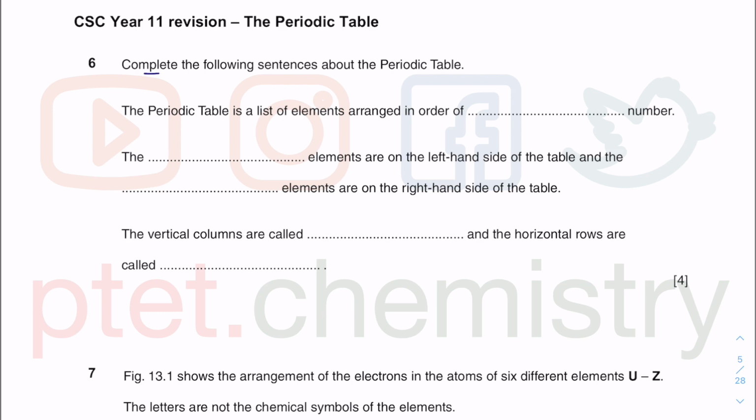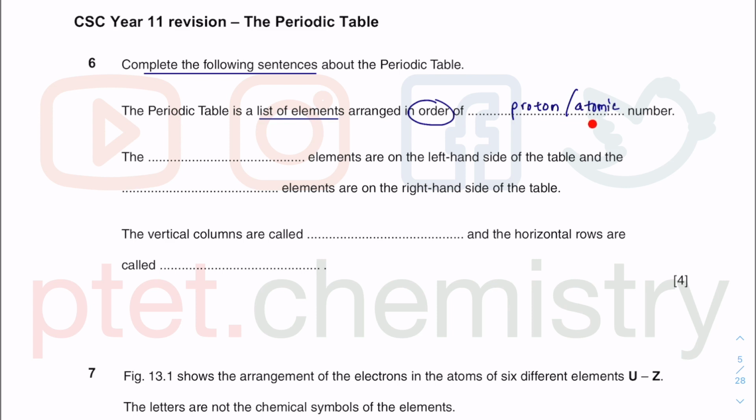So this is completing the sentences. So fill in the blank. You will see that this is a 4-mark question. So this is around 1, 2, 3, 4, 5 there. So one of these must be worth around 1 mark each. So we know the periodic table lists the elements. How are the elements listed? In order of proton number, or you can say atomic number. Choose whichever one, but these things are given in a periodic table.